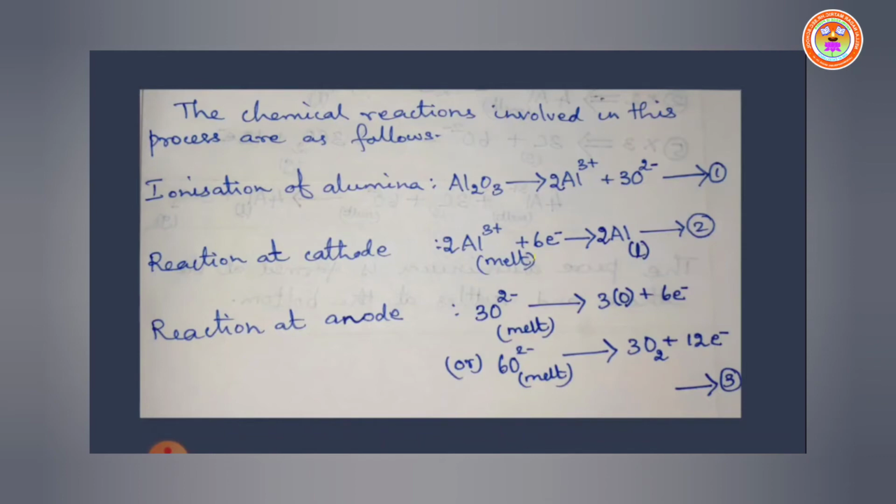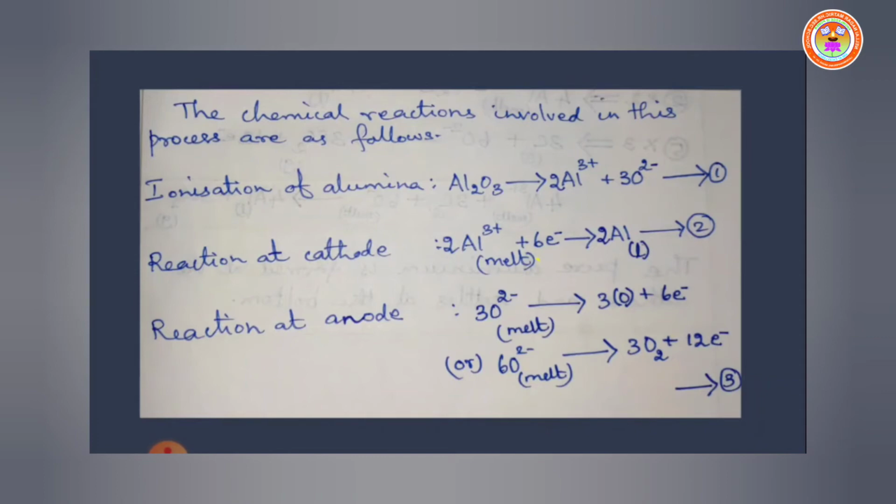So during electrolysis the positive ion is moving towards cathode. Since the positive ion during electrolysis moves towards cathode, the positive ion is called as cation. Cation means positive ion. Cathode means negative electrode. Cation means positive ion.